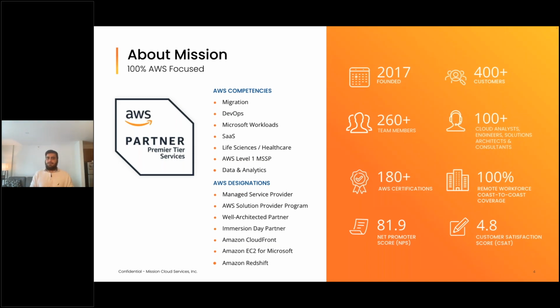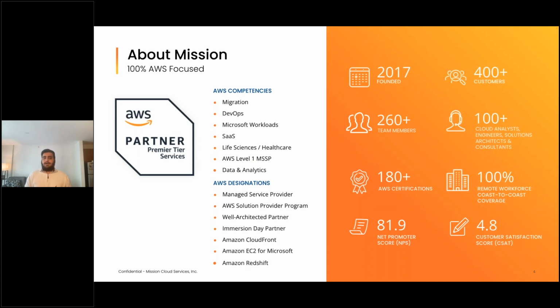It was founded back in 2017 by a merger of 3 companies across the US with combined cloud experience of over 10 years now. It's a quick and fast-growing team of 260 plus members and counting. We have hundreds of technical resources and certifications, and all our team members are completely remote across the country. Here at Mission, we appreciate our data very much. We would like to present our NPS and CSAT scores to our customers and partners and be pretty much transparent about that as well.